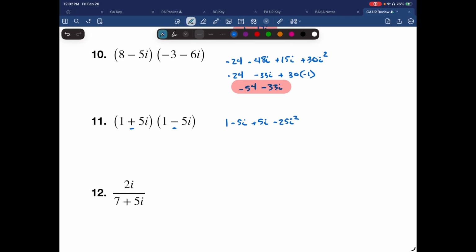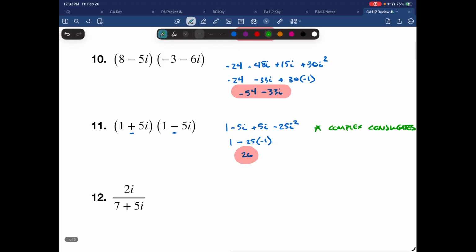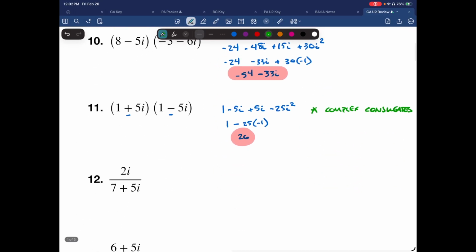Okay, as you can see, the negative 5i and the plus 5i are going to cancel out. That's 1 minus 25. And remember, i squared is negative 1. All right, so that's 1 plus 25. So it's simply going to be 26. And remember, when this relationship happens, these are called complex conjugates. And this always gives you a whole number. It may not be positive, but it always gives you a whole number.